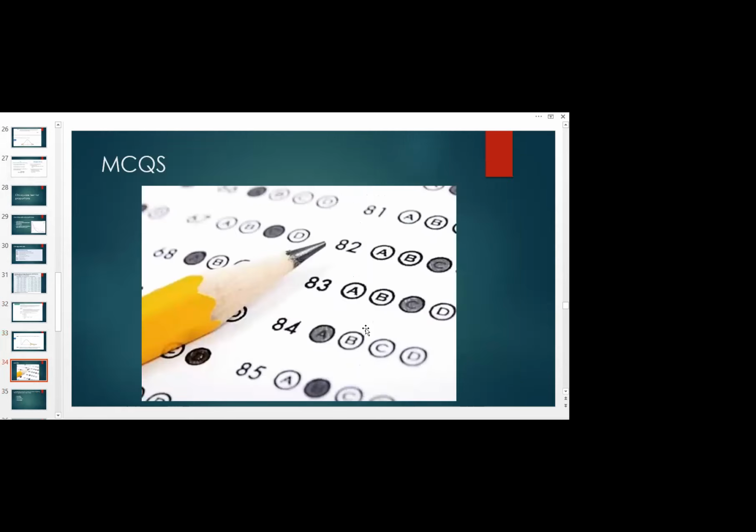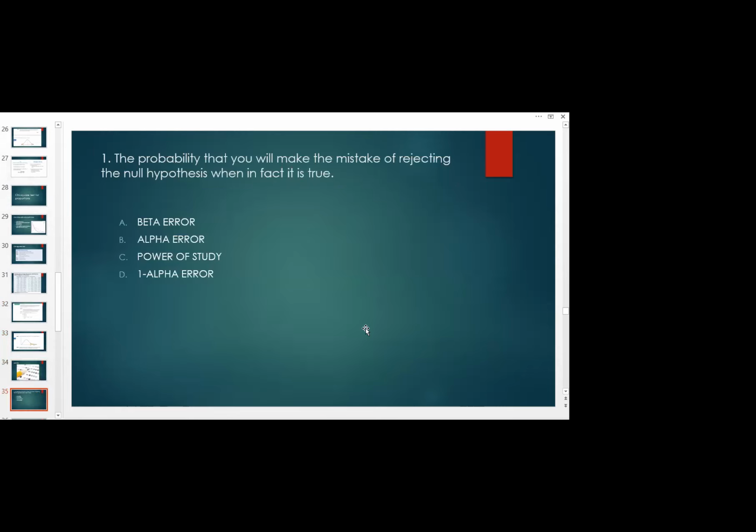Now it's time for the MCQs. The probability that you will make the mistake of rejecting the null hypothesis when in fact it is true is called as Alpha error. Answer is alpha error. In alpha error, we can make mistake of rejecting the null hypothesis when it is true.